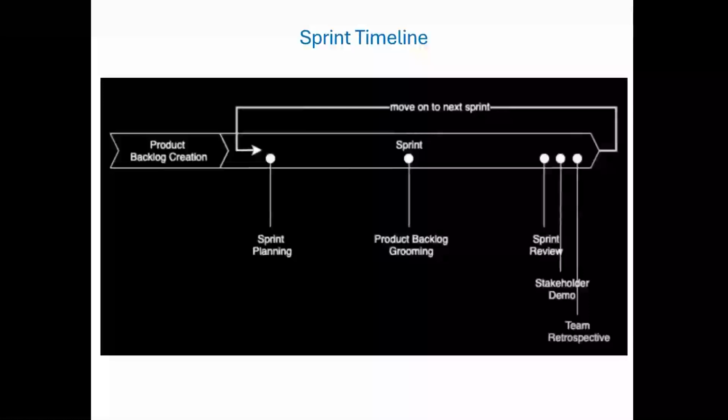Right after that, we have the team retrospective. This is just the Scrum team, no stakeholders. The goal is to reflect on how the sprint went and find small ways to work better next time. Maybe communication needs improvement, or maybe the estimation process was off. This is the time to bring that up. And finally, we loop right back around and move on to the next sprint. Agile is all about this repeating, continuous cycle. Plan, build, review, reflect, and improve.